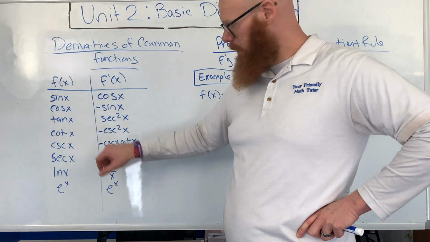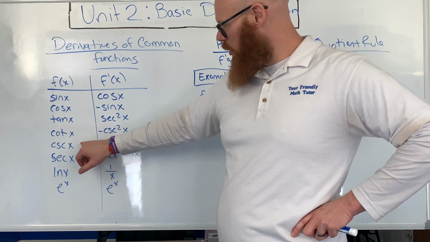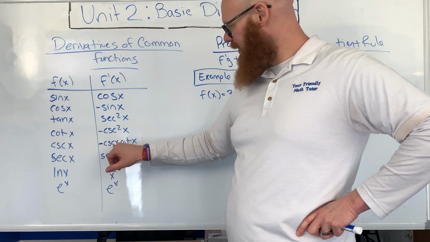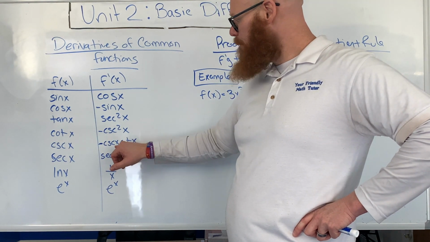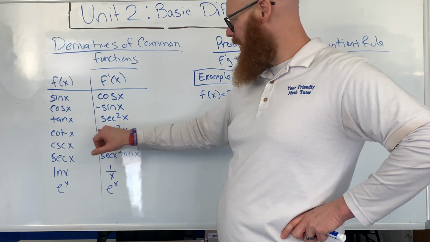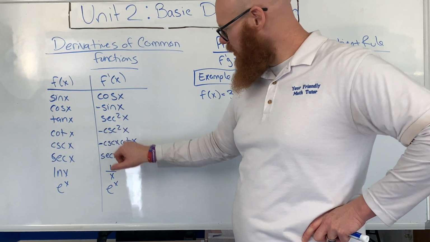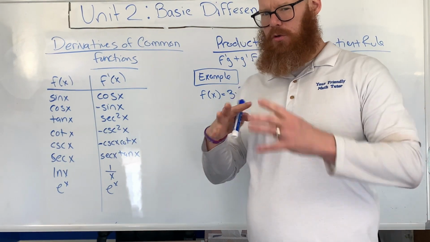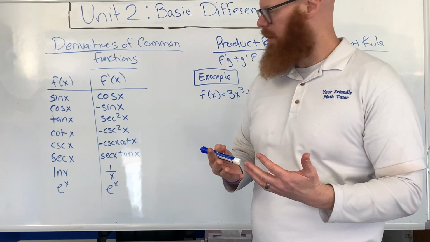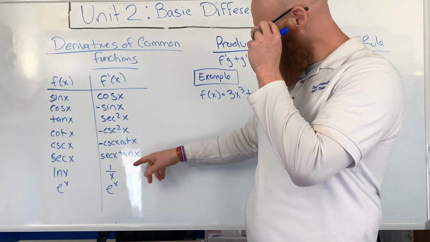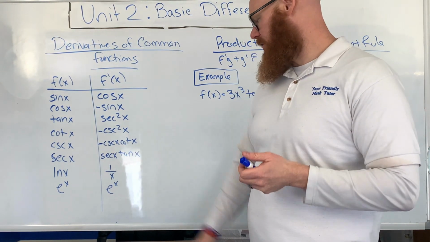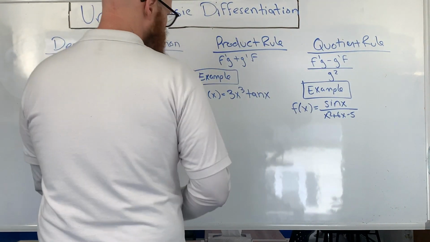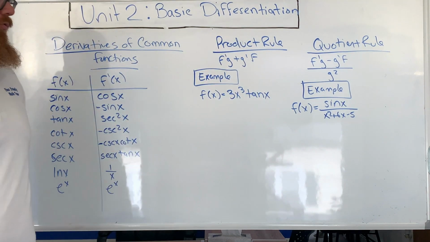Cotan is negative. And then cotan also kind of goes with cosecant because it's cosecant squared. And cosecant is like secant in that it's itself times another function, and the other function that it is multiplied by is cotangent. So you can see all these little relationships in here that should help you. Instead of just blindly memorizing them, you can see those relationships, and hopefully it can help you learn these. And then again, ln you just need to know is 1 over x, and e to the x is itself. All right. So now we're going to use those in product rule and quotient rule.